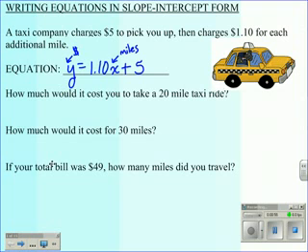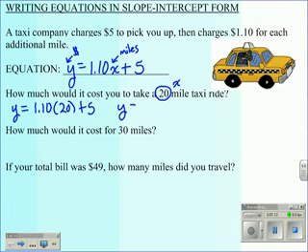So how much would it cost you to take a 20-mile taxi ride? We're going to plug in our 20 miles in for x because x equals our miles. So y equals $1.10 times 20 plus 5. So our total cost for the 20-mile ride is $27.